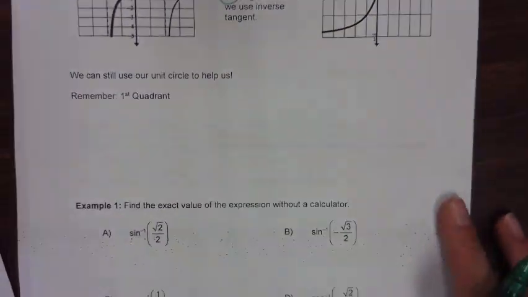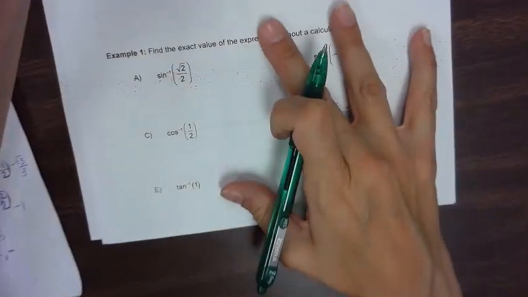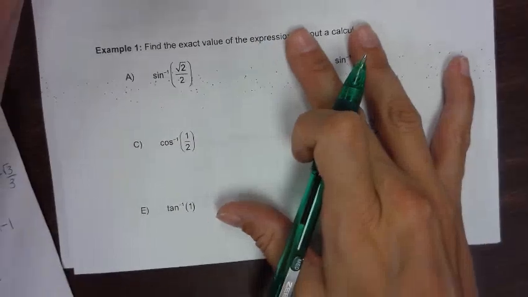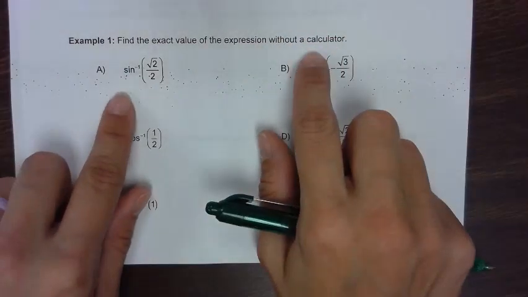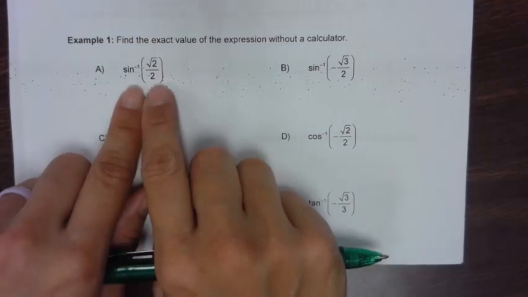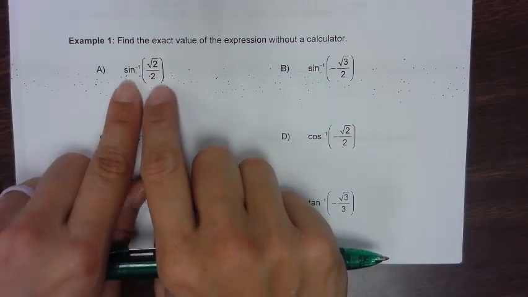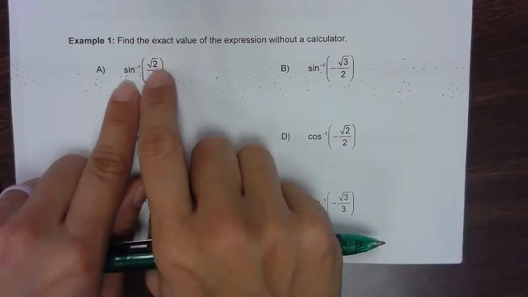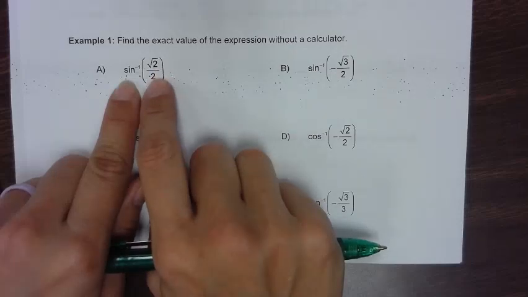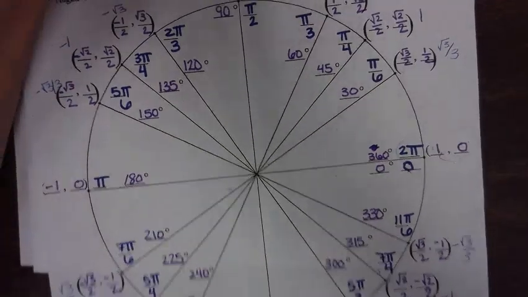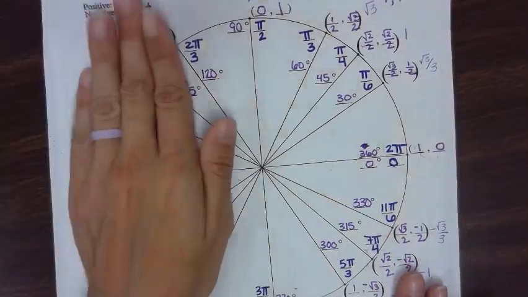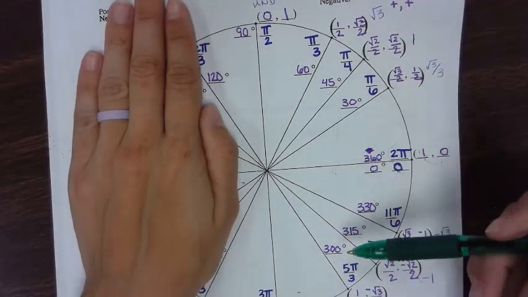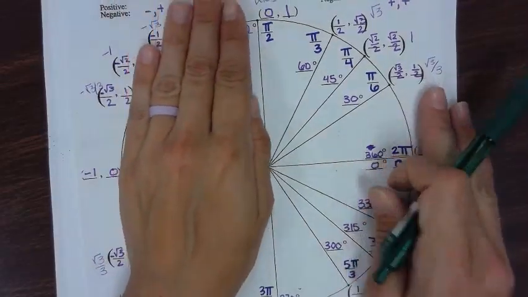Okay. Alright, so what do these questions look like? What we're going to do is find the exact value without a calculator. So we want to find out where sine would equal square root of 2 over 2. Okay. Pull out your unit circle. Now, think of your domain. We only use quadrant 1 and 4. So I'm going to cover this up.